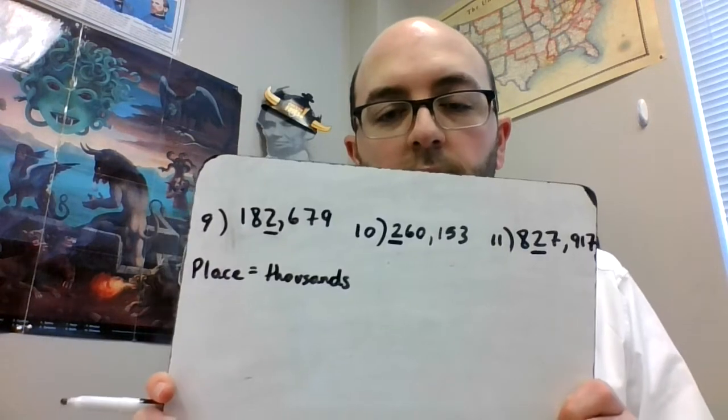Okay, in our next one, 260,153. That 2 is in the hundred thousandths place. 100 thousandths.